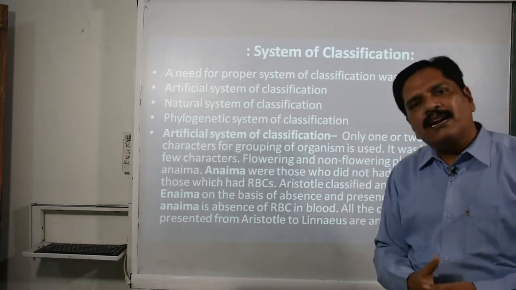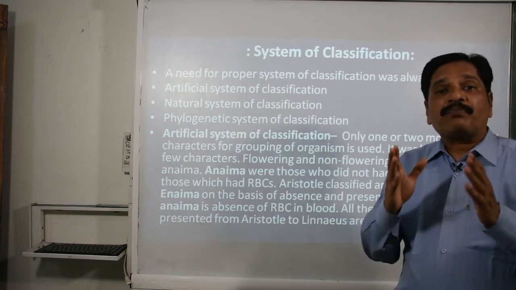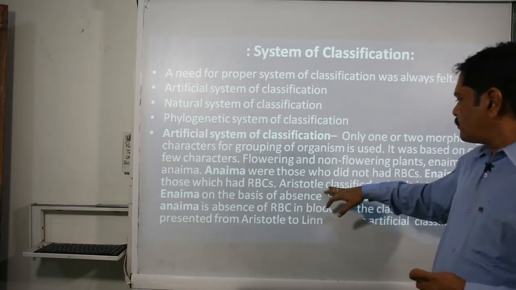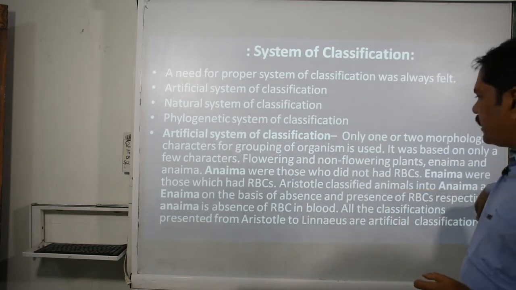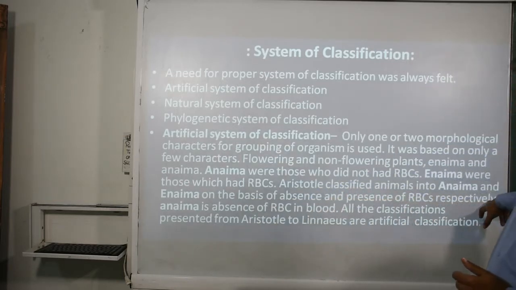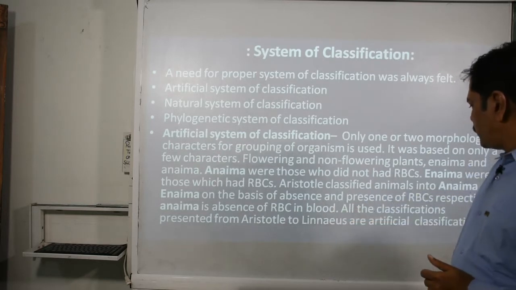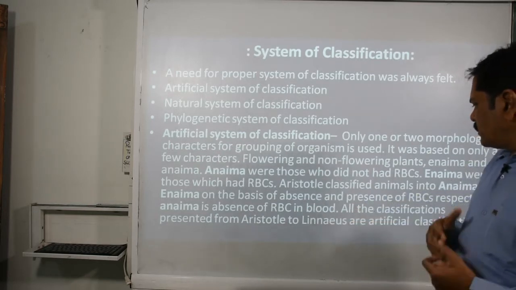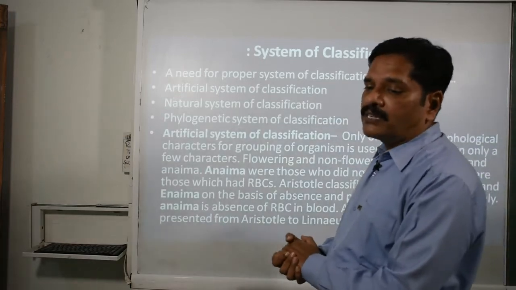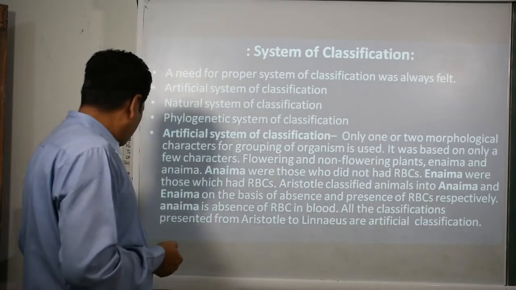That means the next classification of the animals is based only on the presence and absence of the RBCs. Okay, this also classified the animals into anaema and enaema on the basis of absence and presence of RBCs respectively, in the blood. Clear? So this Aristotle and Linnaeus, these were considered as the founders of the artificial system of classification.